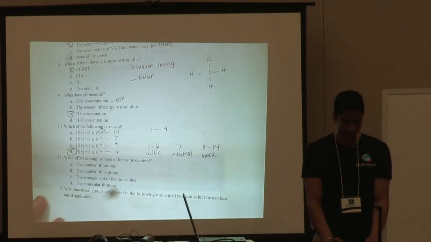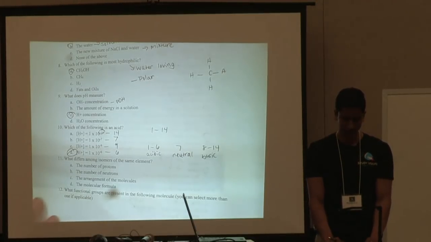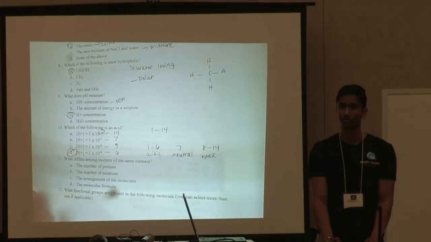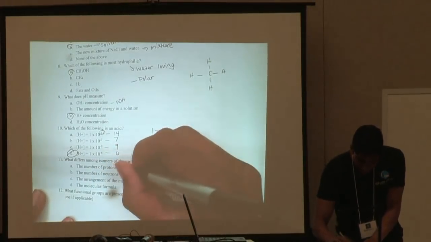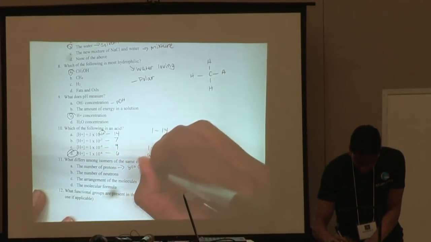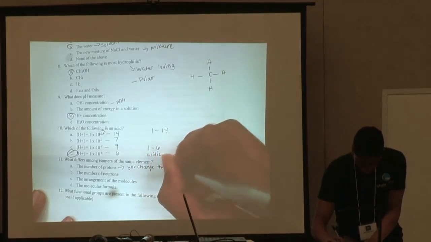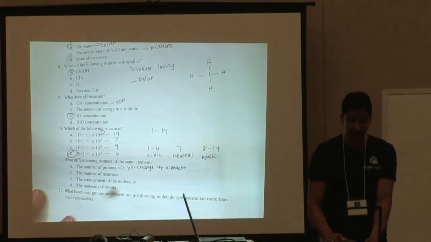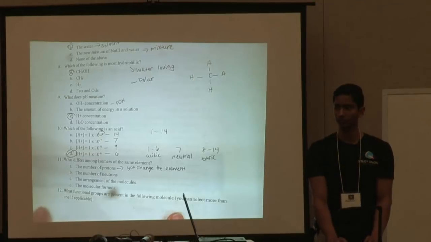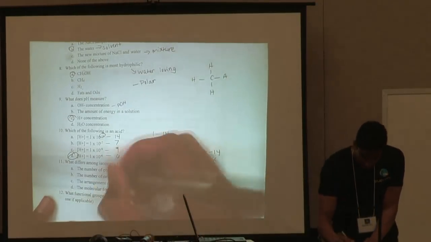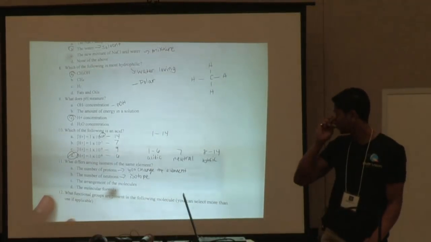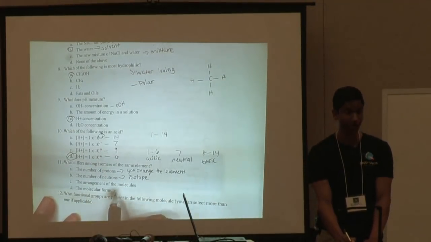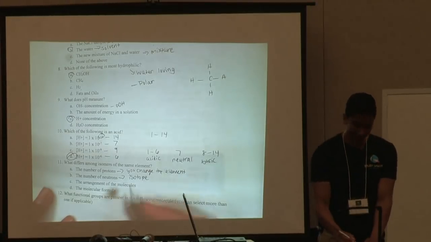So what differs among isomers of the same element? Is it the number of protons? No, right? We already said that if you change the number of protons, you change the element. Is it the number of neutrons? No, right? That makes it an isotope, not an isomer. Is it the arrangement of the molecules? Yes, right? Good.